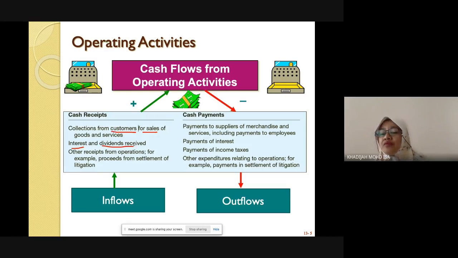Similarly, if you have to pay your income tax, it falls under operating activities, and other expenditure. For example, in this case, you're talking about litigation. Sometimes you do receive compensation, but other times you have to pay. For example, your customer may sue you for some fraud, so you have to pay them. In that case, that payment falls under operating activities. So the cash receipts are your inflows and cash payments are your outflows.